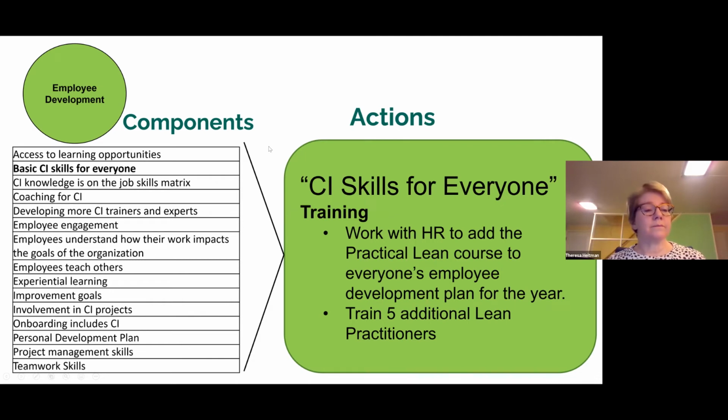Next, we have employee development. Things that go into that element: access to learning opportunities, basic CI skills for everyone. CI knowledge is on the job skills matrix. So you've included continuous improvement as not something that we do outside of or as an add-on to our work. It's how we do our work. So it becomes part of that job skills matrix when you're defining what kind of abilities employees need to have to do certain types of roles.